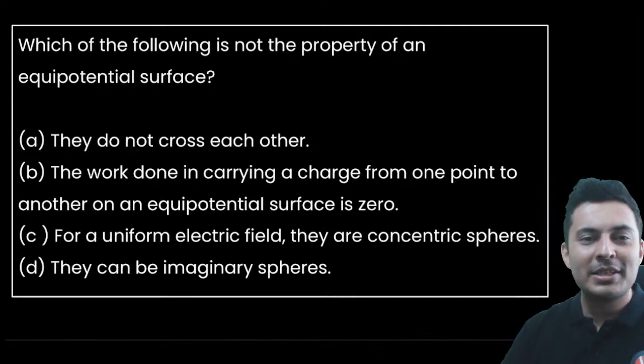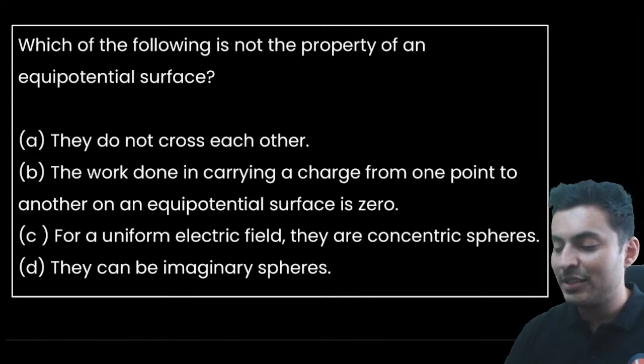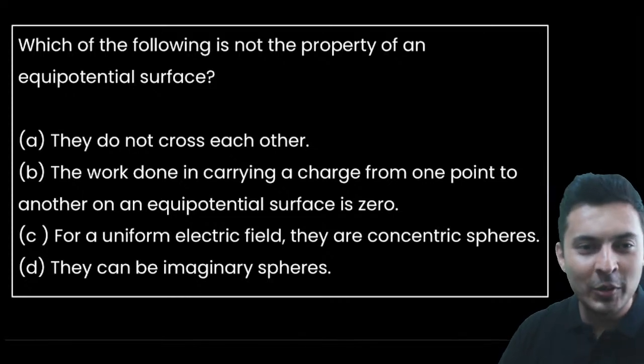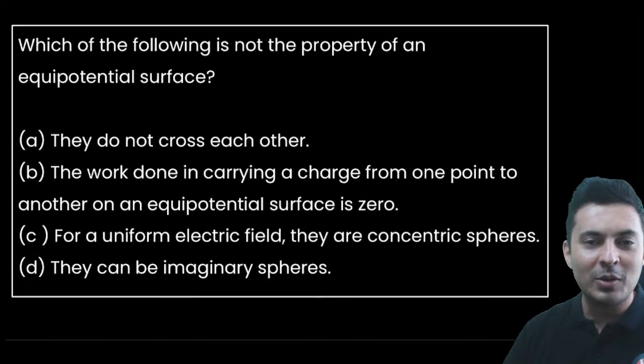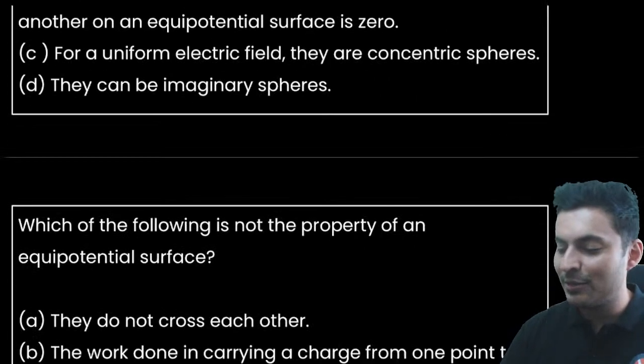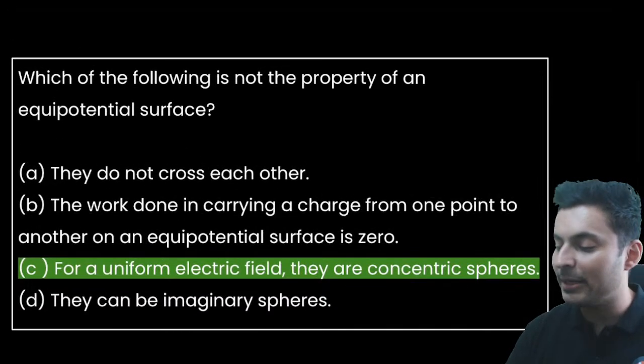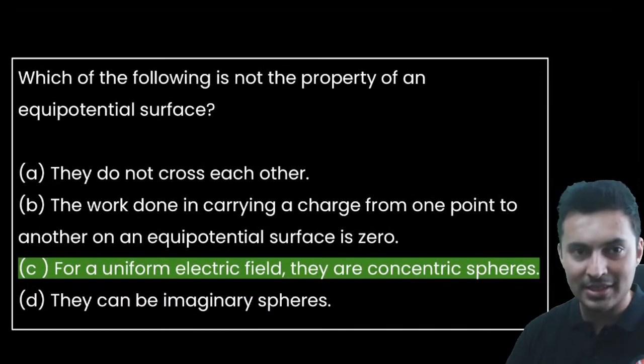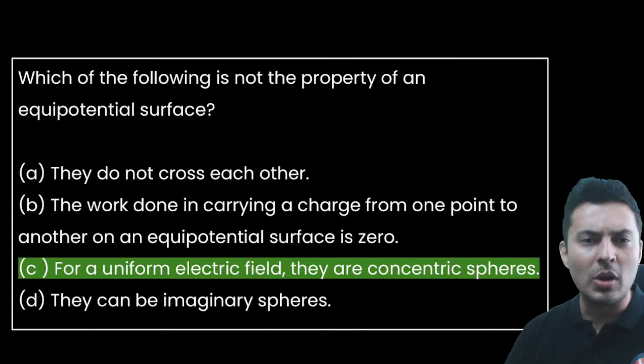Cool. Which of the following is not a property of the equipotential surface? They do not cross each other. The work done for carrying the charge from one point to other on the equipotential surface is zero. For a uniform electric field, they are concentric spheres. They can be imaginary spheres. The answer for that is, for a uniform electric field, they are concentric spheres. That is not a property of an equipotential surface.